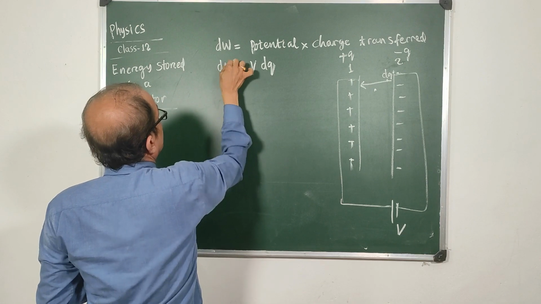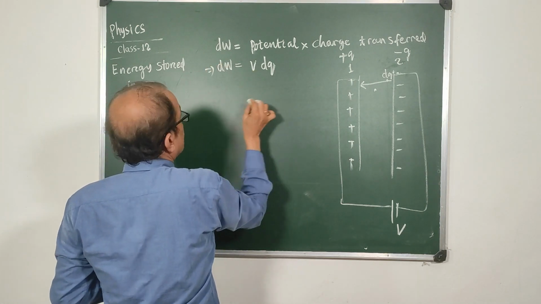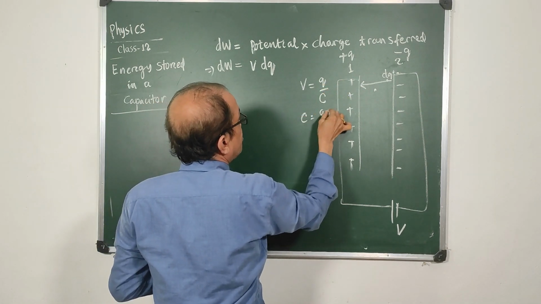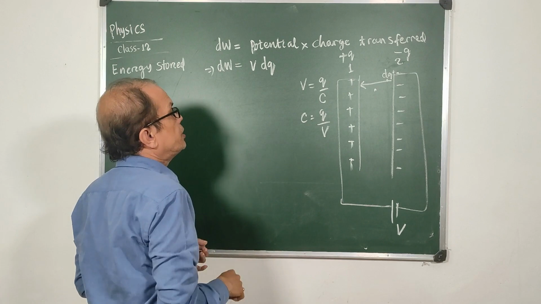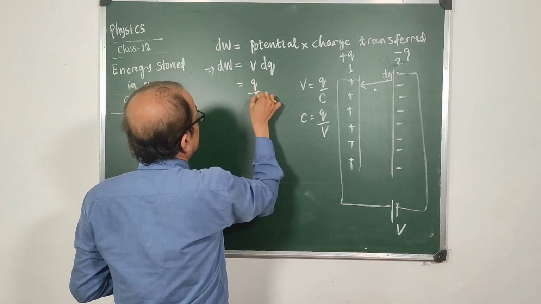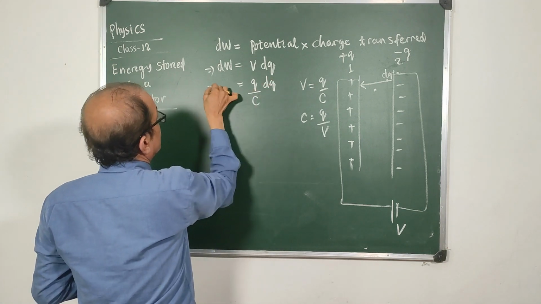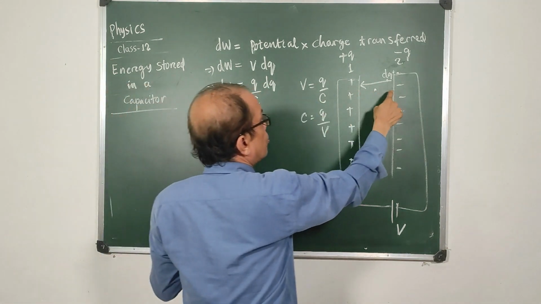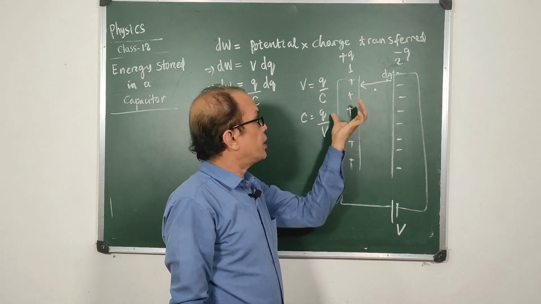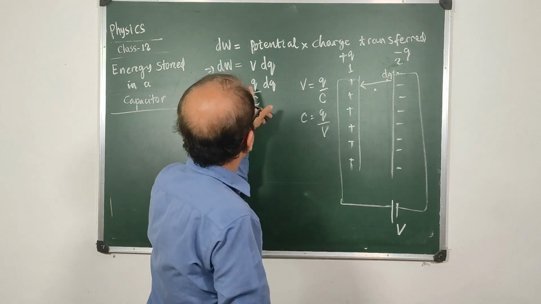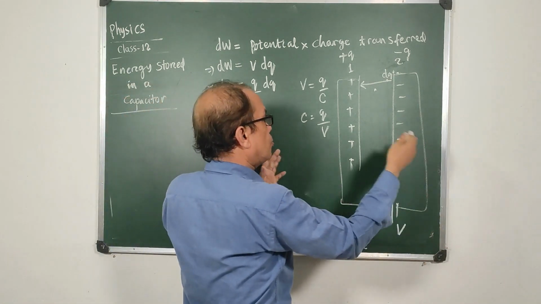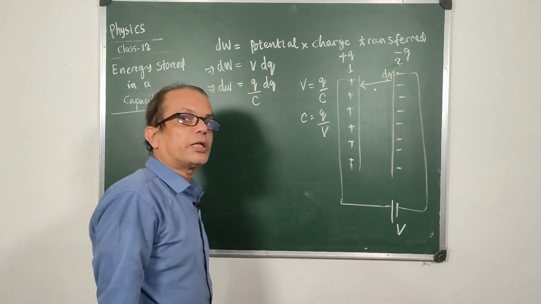So dW is V dq, and since capacity is Q by V, we get V is equal to Q by C. So we can place it here, Q by C into dq. Now this small work done in transferring a small charge dq from the second plate to the first plate to make it more and more charged is q by c into dq. So what is the total work done in charging? The total work done in charging will be stored as energy of the capacitor.